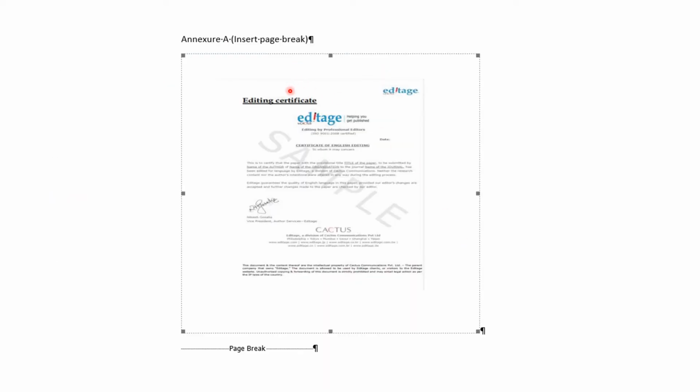And then the document will be inserted as an image under your annexure heading. And this is where you see the page break, and then you can continue to include the next annexure.